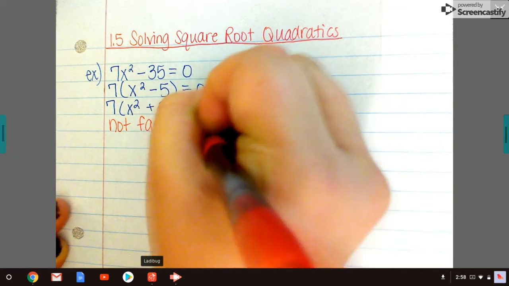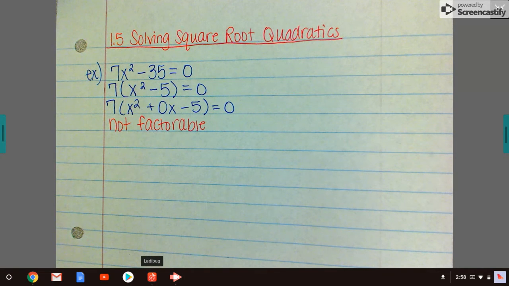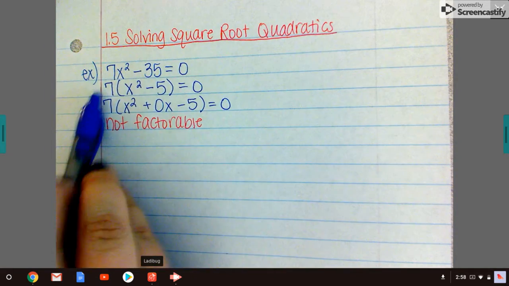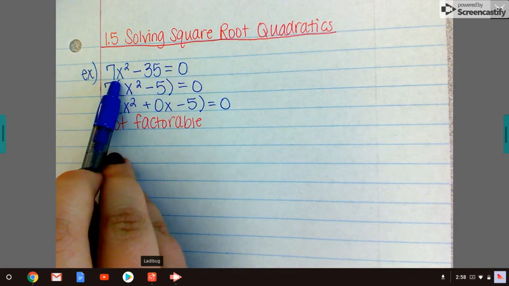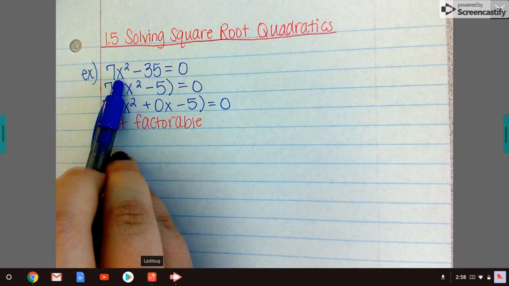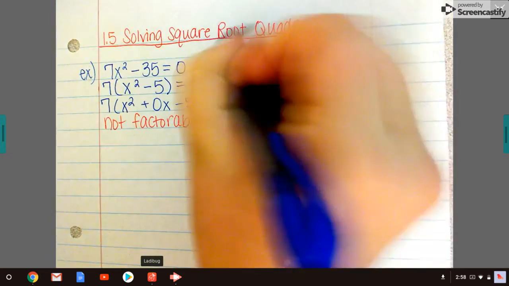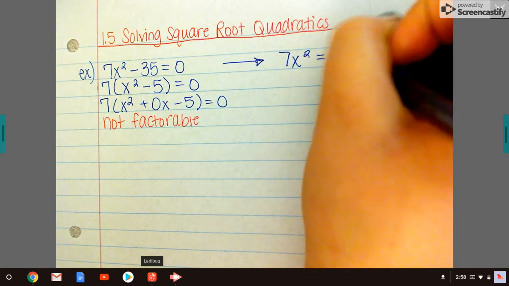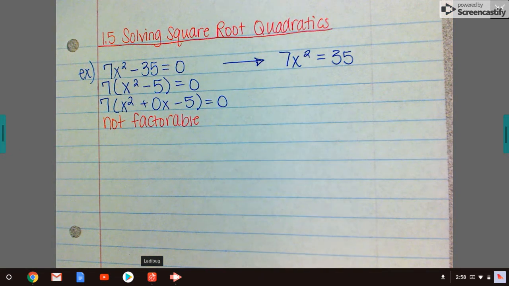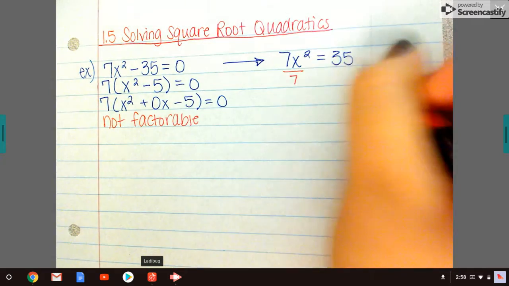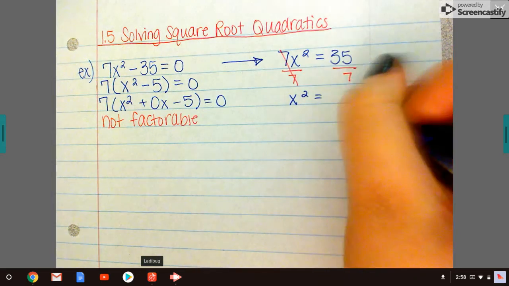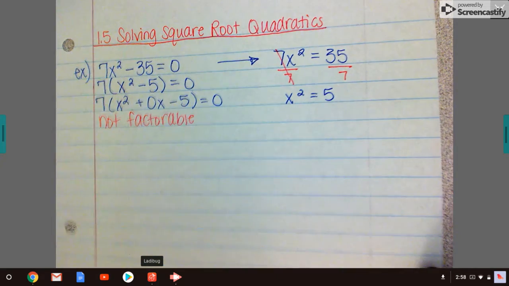And I made a point before when we talked about ones that are not factorable: it's not that you can't solve it, it's just that you can't solve it by factoring. We're going to solve this a different way. Let's try to solve for x by getting x by itself. Let's add the 35 to the other side, and then let's divide out our 7. Let's get our x squared term by itself. So x squared equals 5.